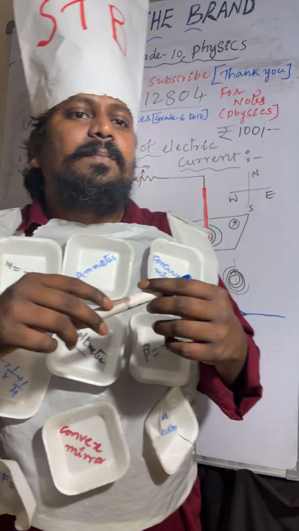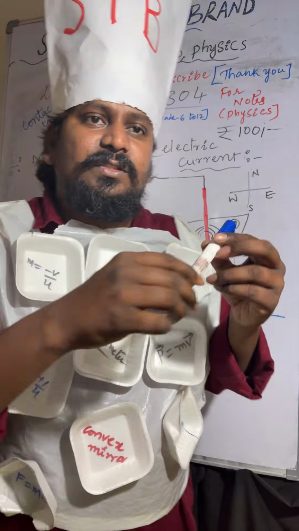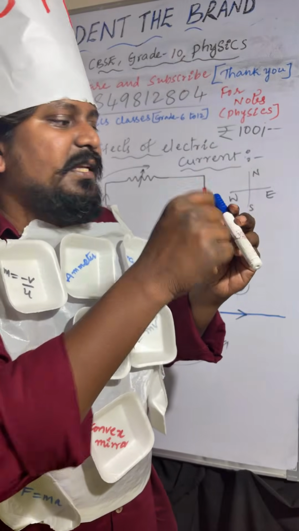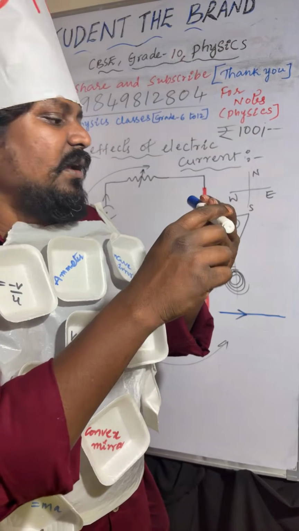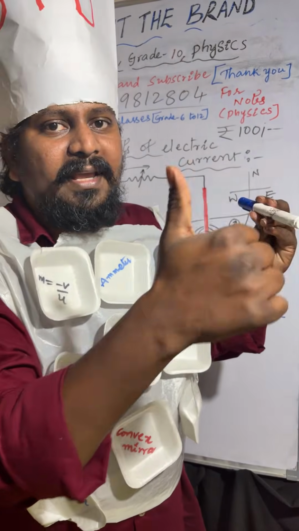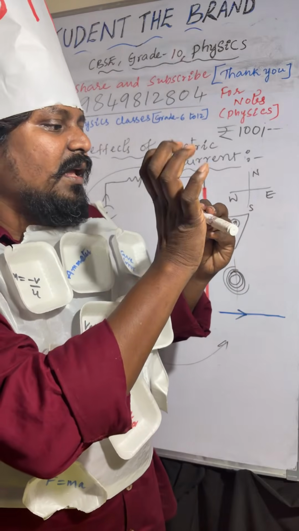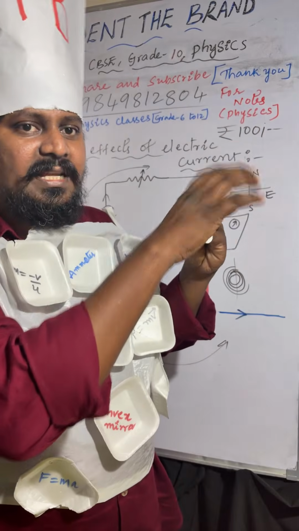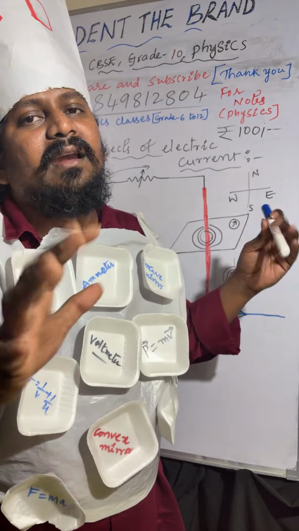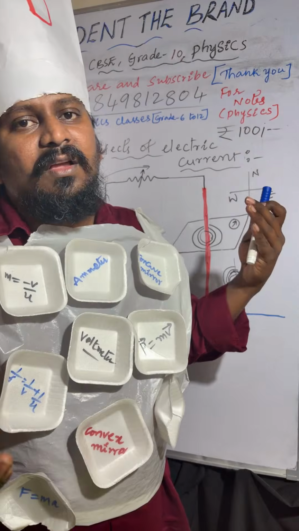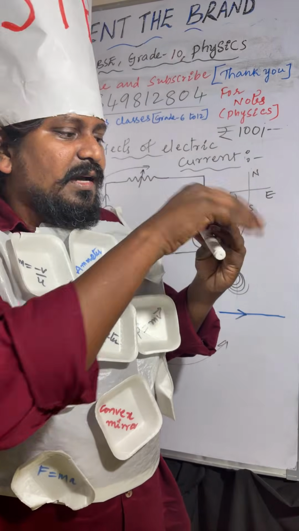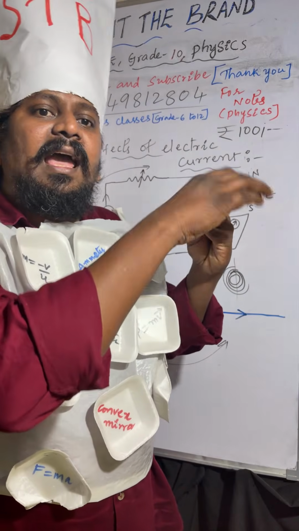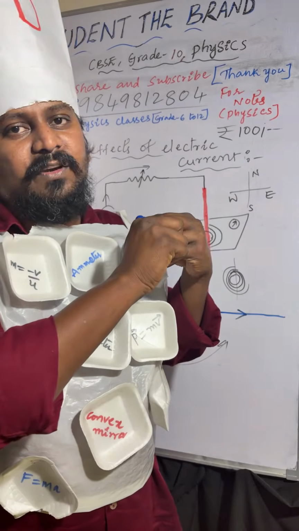That is very, very important. Just check it once. This shows the current direction. You have to place the thumb along the current direction, and fold the fingers curly. Along the folding fingers, along the curly fingers, that is the direction of the magnetic field.